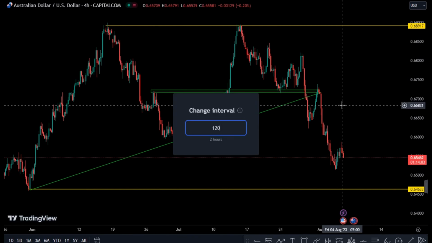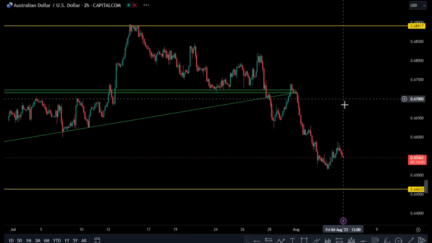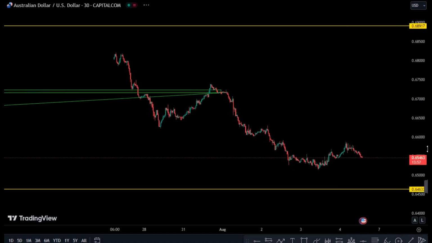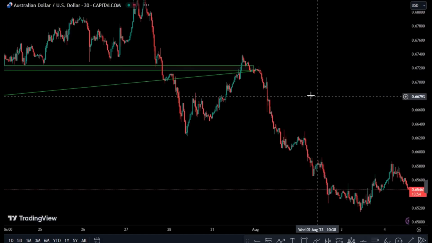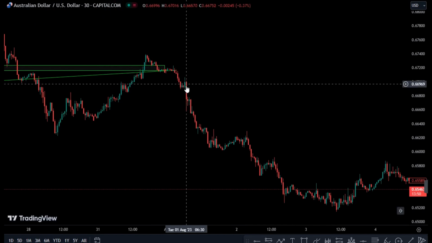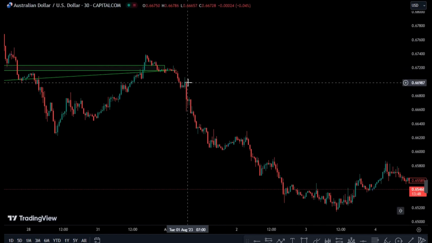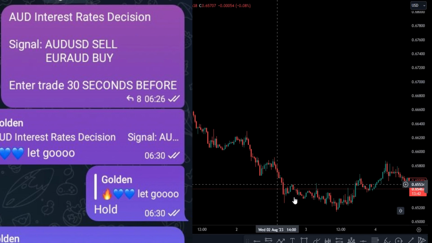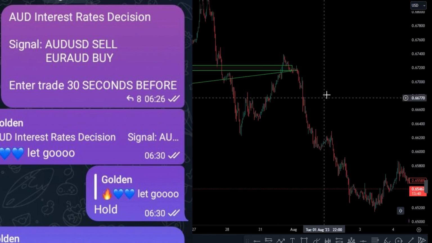Okay, let me just switch to smaller time frames. Okay, so I can show you exactly where it was. So the interest rate released, it shot to the downside from this candlestick right here. This was the sell, and then boom, it ran all the way to the downside.